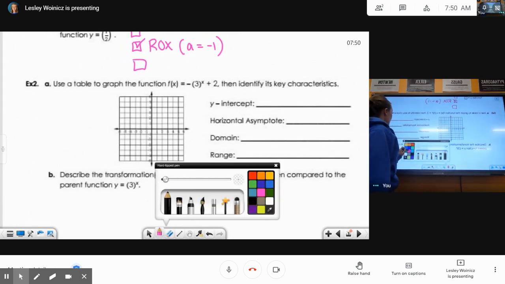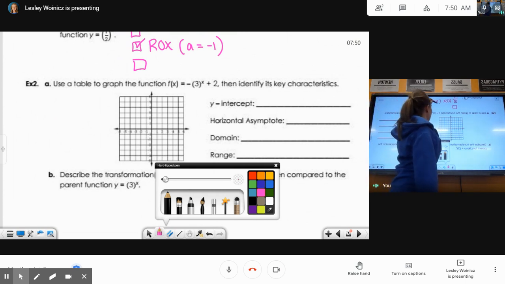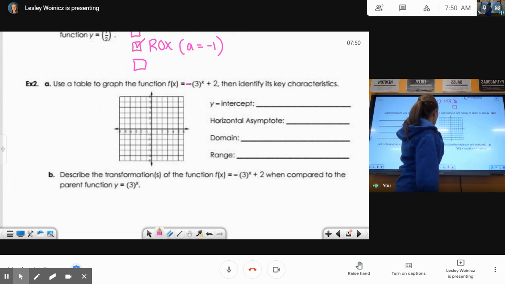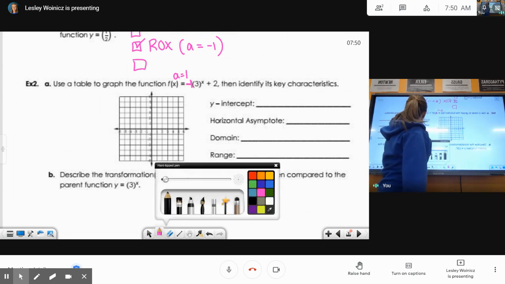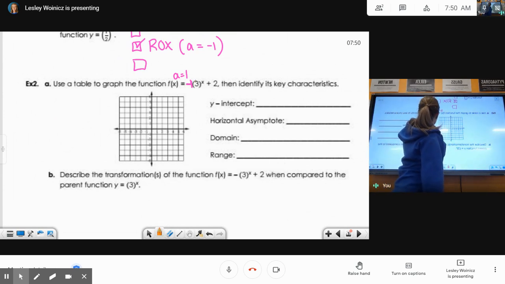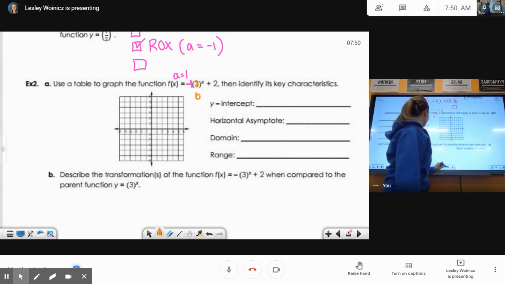So let's go in alphabetical order again, looking at our function. I have the coefficient in front of my base is -1 again. So my a is -1. So I know I'm going to have a reflection. It's reflection day. Okay, my b is 3. That is my base. And my d is 2.